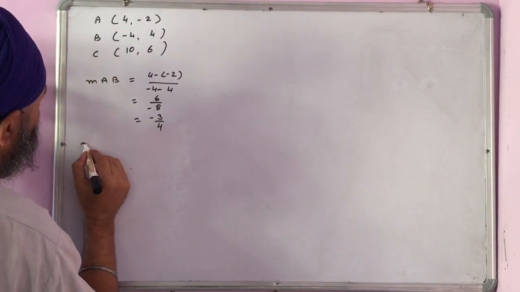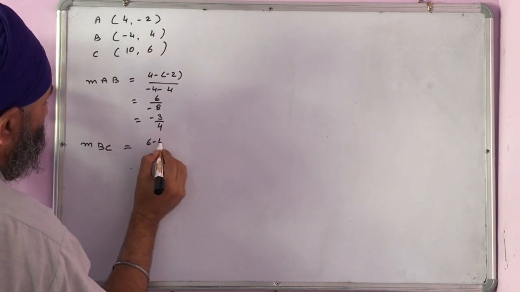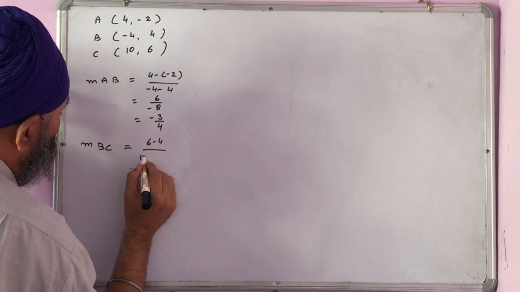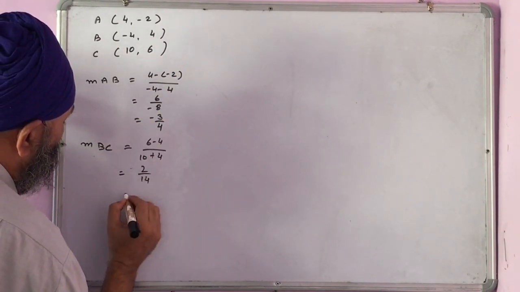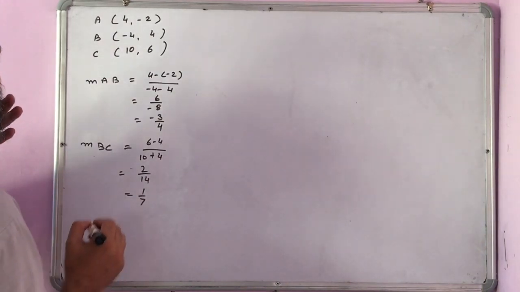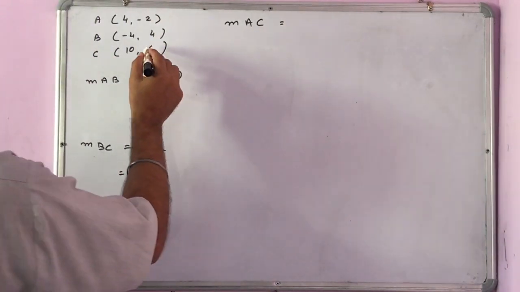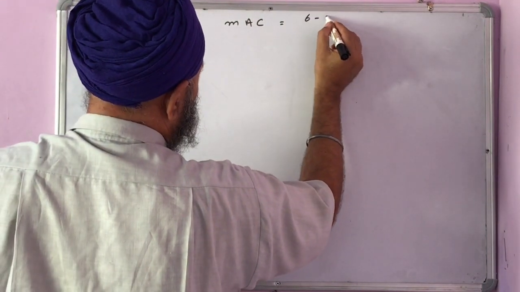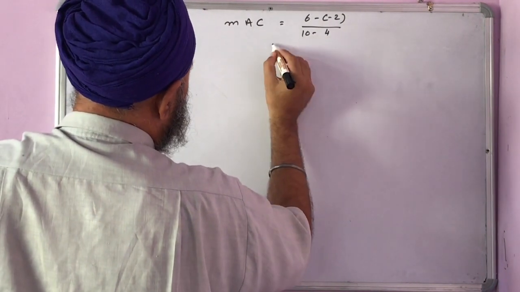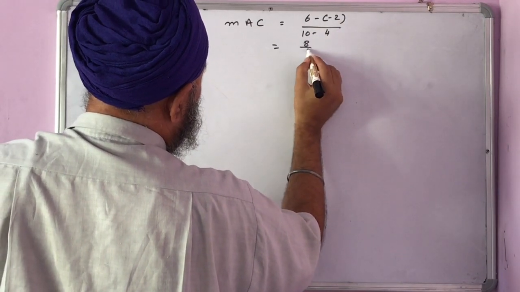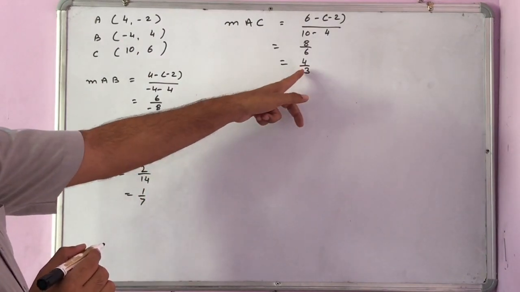What will be MBC? Slope of BC. y2 minus y1, 6 minus 4, upon x2 minus x1, minus minus plus, I write directly. So 2 upon 14, 1 upon 7. What is the slope of AC? y2 minus y1 upon x2 minus x1, minus minus plus 8 upon 6, 4 upon 3. Now this is minus 3 upon 4, this is 4 upon 3.